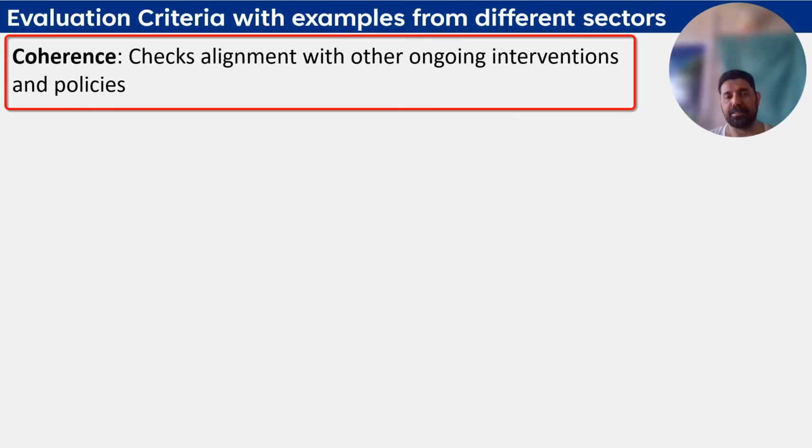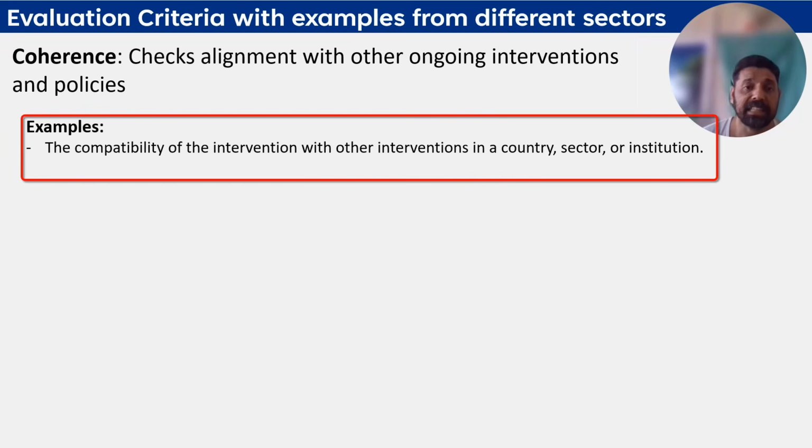The next one is coherence. It checks the alignment with other ongoing interventions and policies. For example, the compatibility of the intervention with other interventions in a country, sector or institution. If you are conducting a health intervention and there are other NGOs conducting the same intervention, or the government of the country is also conducting the same intervention, this criteria checks the alignment with those interventions, whether these are aligned or they are doing something else and you are doing something else for the same type of intervention. So this is also very important.